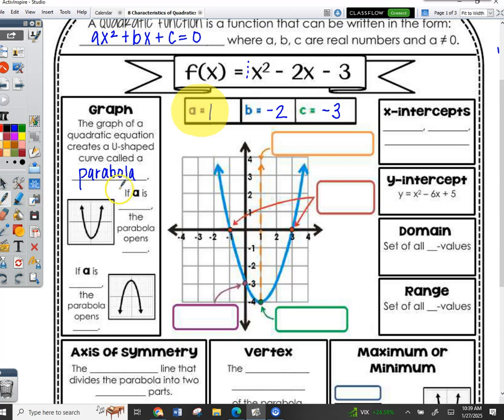Okay? If A is positive, then the parabola will open up. And if A is, where do you think I'm going? Negative, then the parabola will open down. Simple enough. If A is positive, it opens up. If A is negative, it opens down. Simple and easy.